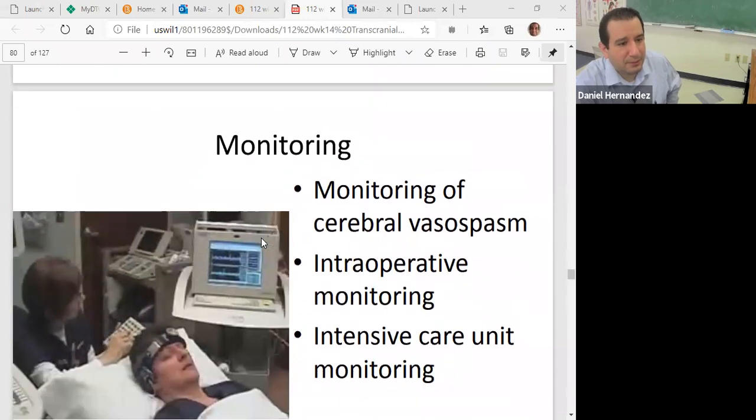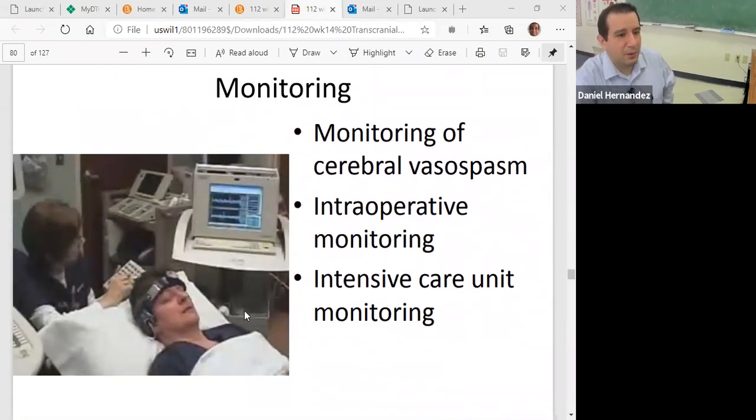So monitoring. We're able to do monitoring in cases of patients that are at risk for vasospasm. So in the ICU, we can hook up this monitor, which stays on the patient permanently and does continuous monitoring of our middle cerebral vessels. This monitoring can be done intraoperatively or in the intensive care unit.